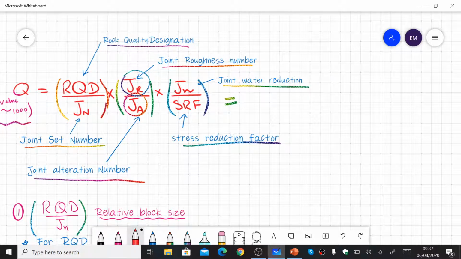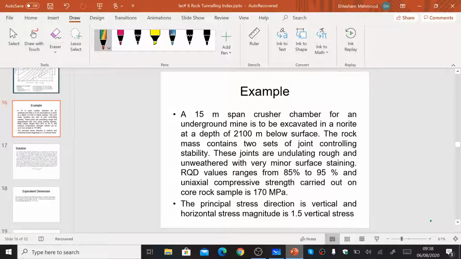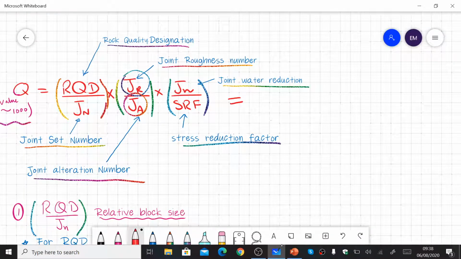Let me switch my pen. So the first value is RQD. So we'll see what the value of RQD is. It says the value of RQD ranges between 85 to 90%, 95%. So we will use 90 as RQD. And over Jn, the joint set number.